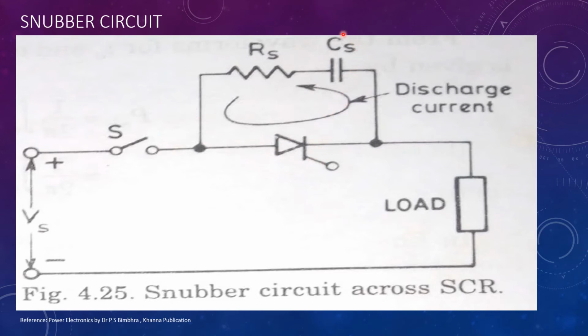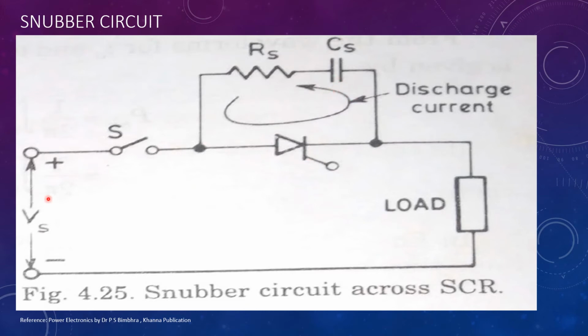In reality, only CS alone is capable of protecting the SCR from dV by dt protection. Suppose CS is connected alone and switch is closed. The moment switch is closed, the capacitor acts like a short circuit and voltage across SCR is zero. As time passes, the voltage across the capacitor rises slowly, and since the capacitor is in parallel with the thyristor, the rate of rise of voltage is within the dV by dt rating. Hence, the thyristor is protected.